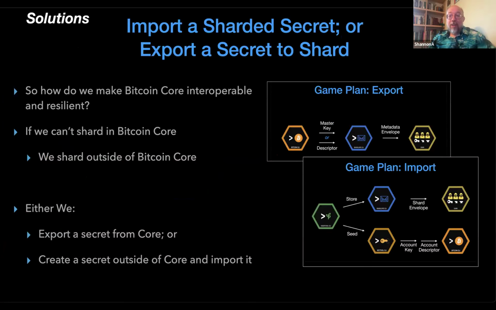So here's our game plan. Bitcoin Core will allow us to export our master key, our descriptor. We can take advantage of that, and then we can secure those secrets with sharding once we've got them out. We also can go the opposite direction. We can create a seed externally and then shard it and simultaneously bring it into Bitcoin Core by converting it into an account descriptor. Both methods allow us to make Bitcoin Core assets much more resilient, which is, of course, our goal.